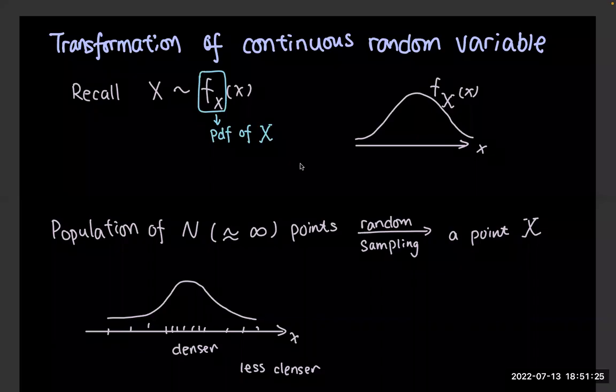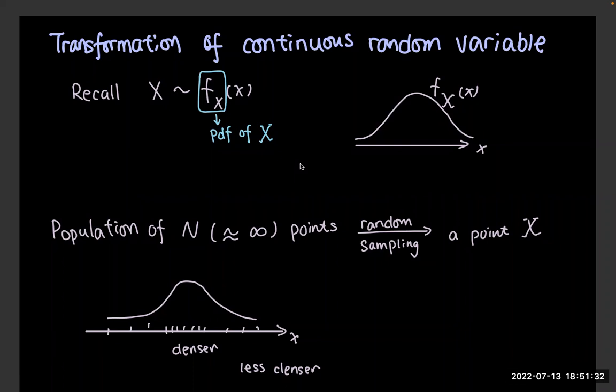Okay, I'm going to record lecture 4 on transformation of a continuous random variable. So let's recall a continuous random variable X that is sampled from a probability density function f for X.